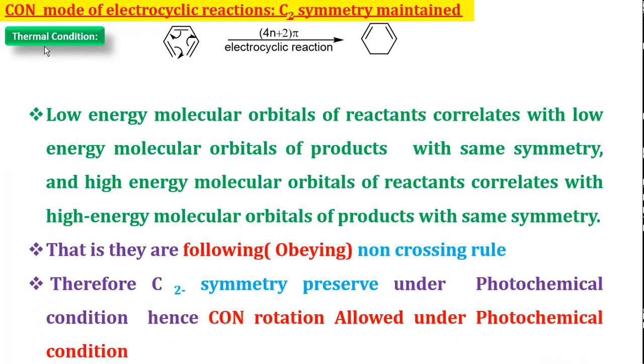Yes, these are following the non-crossing rule. Therefore C2 symmetry is preserved. Therefore conrotation is allowed under which condition? Photochemical condition. So friends, let's explain this mode of rotation.